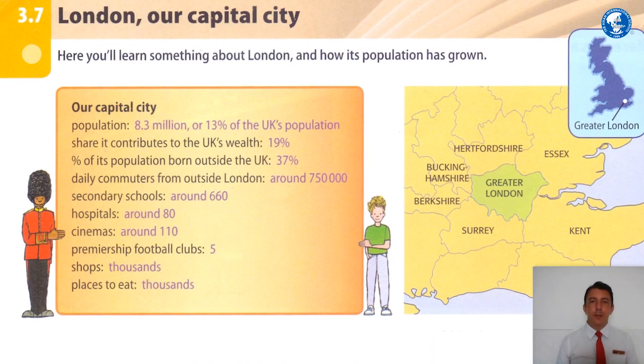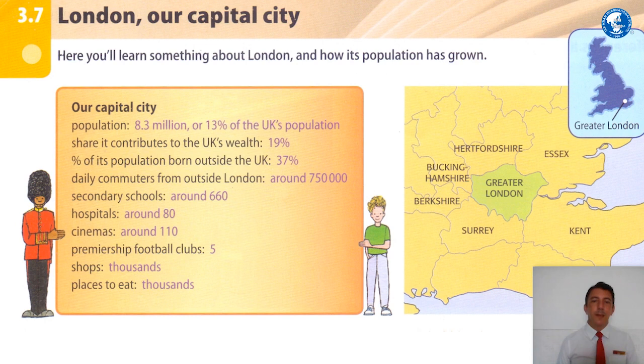So London is the capital city of the UK, and it has a population of 8.3 million people. That's 13% of the UK's total population. It contributes 19% of the UK's total wealth, or money. 37% of the people in London were born outside of the UK. That means they are immigrants. They came from other countries.